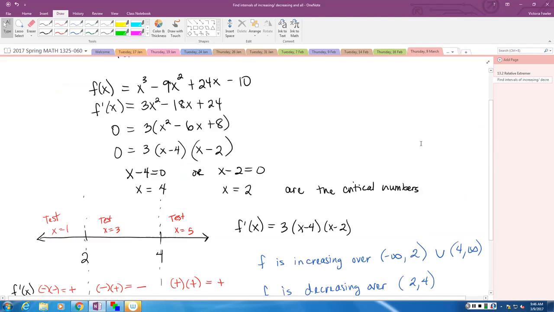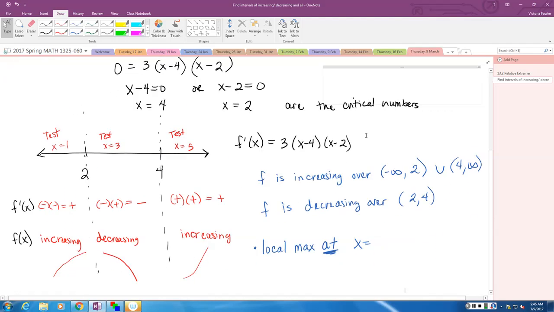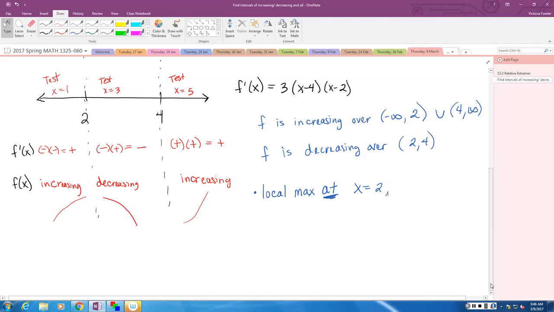And let me make sure how I phrase this. It says, and all relative extrema. So we want to find out what the extrema is. So I'm going to say at x equals 2. And now I actually have to find out what that maximum is. So how do I do that? Plug it into the original. Remember, all this is to analyze what f is doing, the original function. So I have a local max at x equals 2. It is whatever f of 2 is. Right? This is all to figure out what's going on with the original function f.